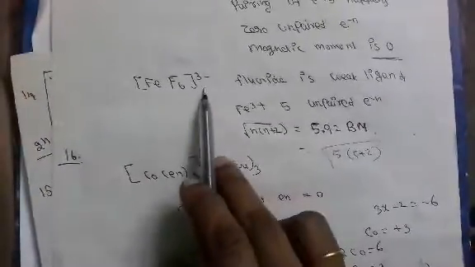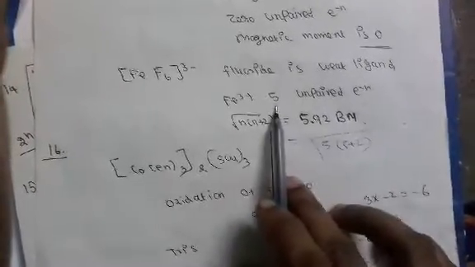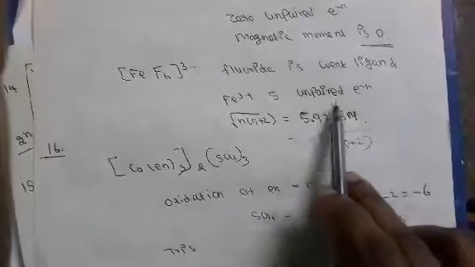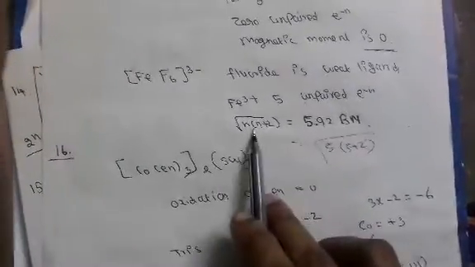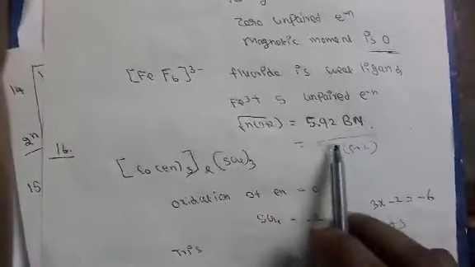Next one is [FeF6]3-. The fluoride is a weak ligand, Fe3+, so the charge of the ion is 3 plus. Here it contains 5 unpaired electrons, so the n value is 5. So root of 5 into 5 plus 2, the value is 5.92 BM. So the answer to the question is 0 and 5.92 BM.